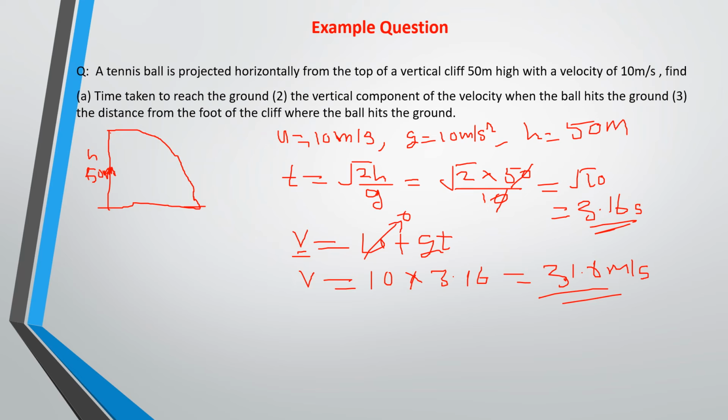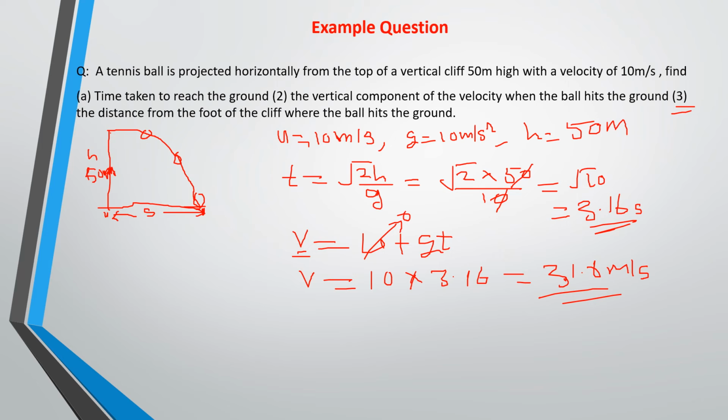Then the last part, number 3, says the distance from the foot of the cliff where the ball hits the ground. Okay, so this is the foot of the cliff, and this is where the ball hits the ground. So the distance you are looking for is this. Yes, this is the distance that you are looking for.